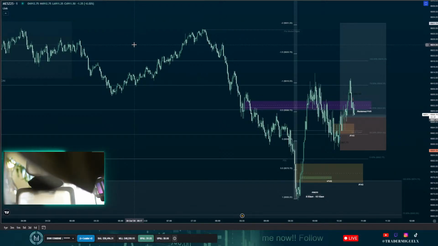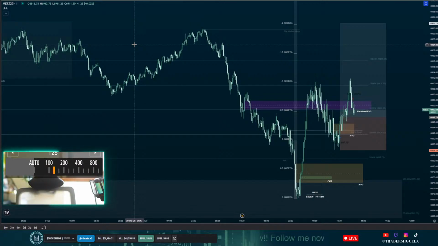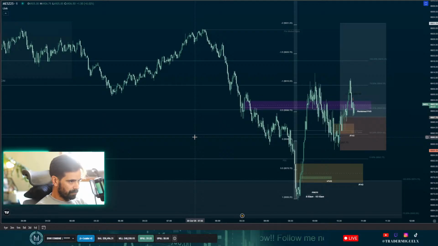I need to put these settings on automatic, because otherwise there will be times where all this light will just blow up the exposure.